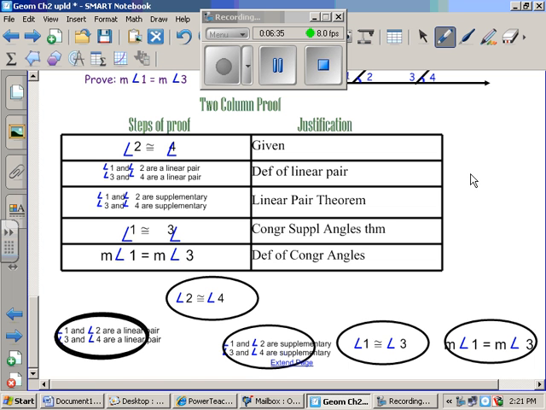No, they really don't have anything to do with each other, so I'm not going to put an arrow between these. How about the fact that they're a linear pair? Does that lead me to the fact that they're supplementary? Yeah, so I am going to put an arrow there.